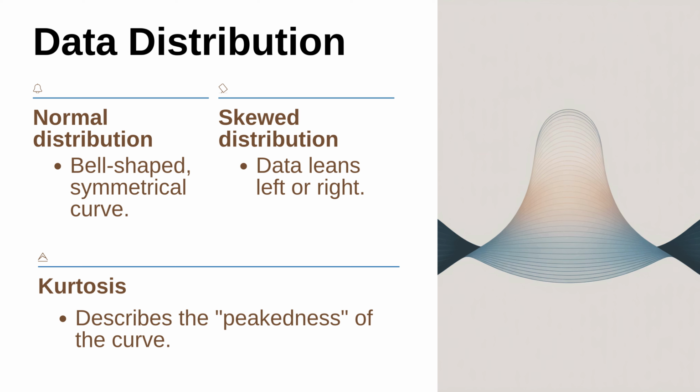Then we have the skewed distribution. The data lean either to the left or to the right, meaning most values are either higher or lower than the mean. Then we have kurtosis. This describes how peaked or flat the curve is. Recognizing these shapes helps researchers choose the right statistical tests and interpret data correctly.